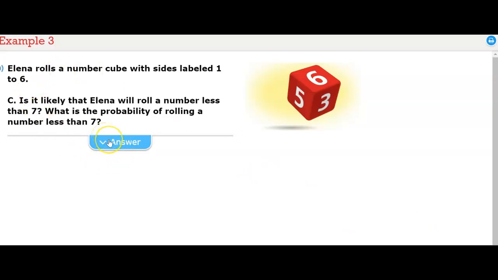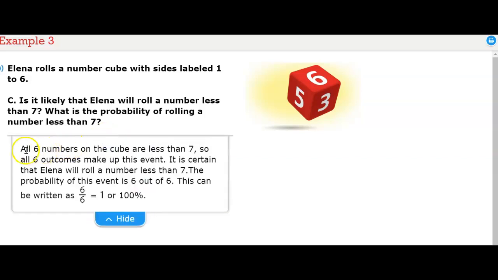Is it likely that Elena will roll a number less than 7? What is the probability of rolling a number less than 7? All 6 numbers on the cube are less than 7. So all 6 of the outcomes make up this event. It is certain that Elena will roll a number less than 7. The probability of this event is 6 out of 6. This can be written as 6 out of 6 equals 1, or 100%.